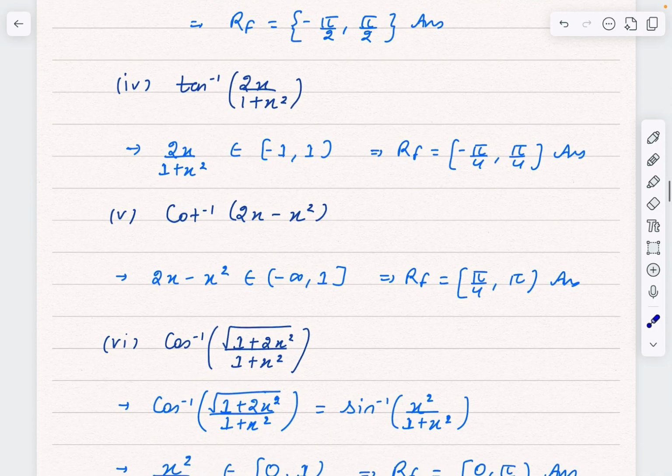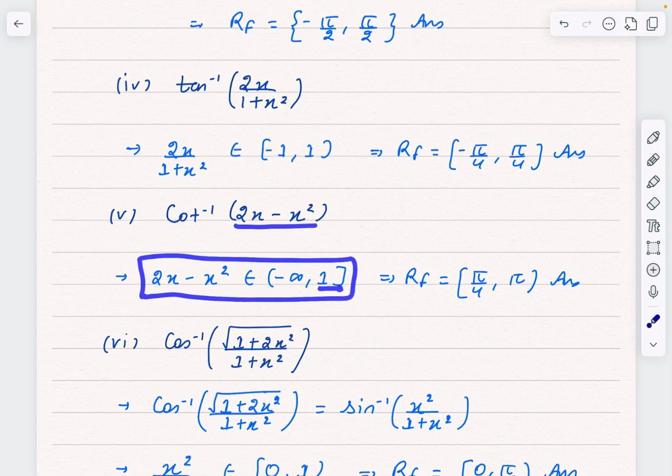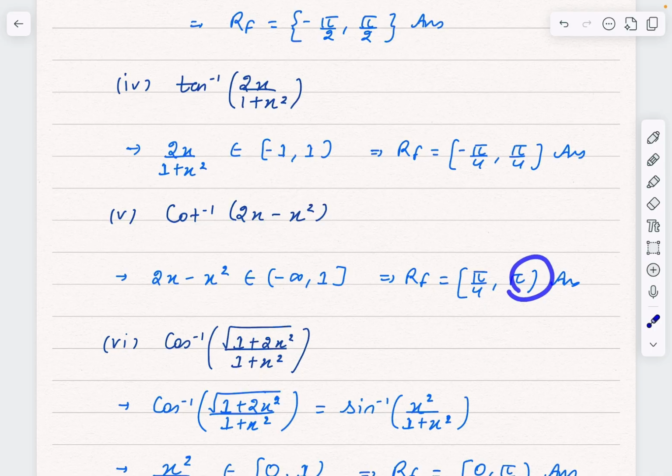Okay, same thing here. Fifth one. Cot inverse of 2x minus x square. Find the range of this thing, it will be minus infinity to plus 1 closed. So cot inverse of minus infinity is pi, cot inverse 1 will be pi by 4, so closed pi by 4 to open pi.